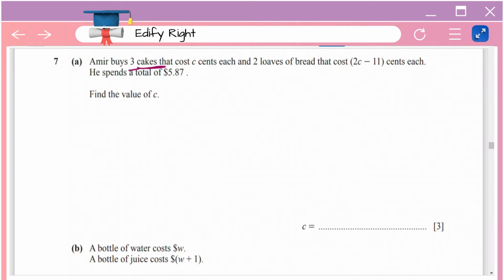Amir buys 3 cakes that cost C cents each and 2 loaves of bread that cost 2C minus 11 cents each. He spends a total of $5.87. Find the value of C. So here let's just form the expression first.